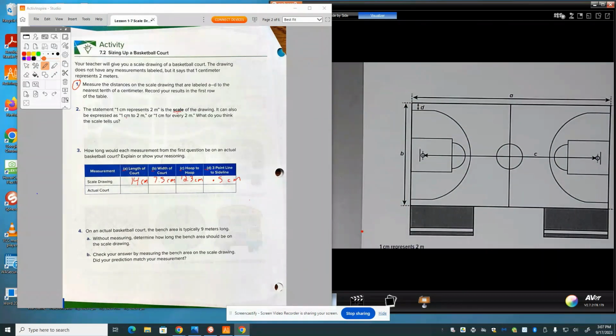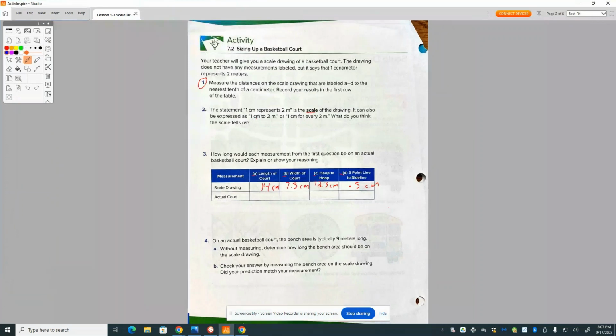So now that we have finished measuring the measurements in our scale drawing of the basketball court, let's concentrate on our activity. We finished problem 1 by recording those measurements. Let's move to question 2. The statement 1 centimeter represents 2 meters is a scale of the drawing. It could also be expressed as 1 centimeter to 2 meters or 1 centimeter for every 2 meters.